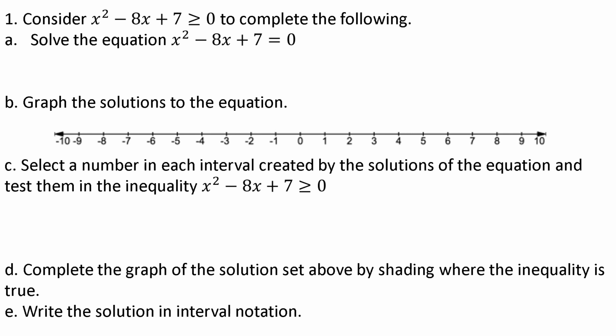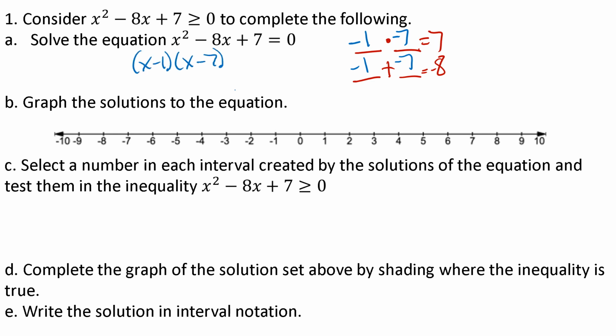So for the first one, we want to think of two numbers that multiply to be 7 and add to be -8. We're multiplying to be positive, so they're both going to be positive or both be negative, and we're adding to be negative, so they should both be negative. Yeah, -1, -7. So when we factor, it'll be x -1, x -7 equals 0. So then my two answers would be +1 and +7.